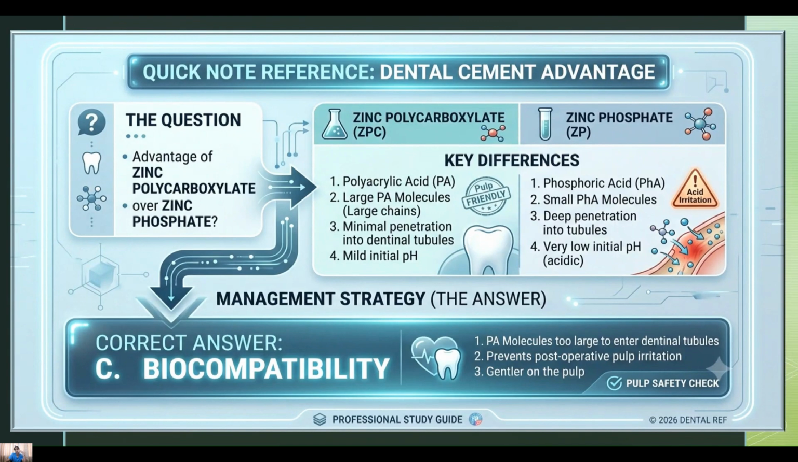In contrast, zinc polycarboxylate uses polyacrylic acid. Because polyacrylic acid molecules are much larger polymer chains, they cannot penetrate dentinal tubules easily. This makes zinc polycarboxylate significantly more biocompatible and much gentler on the dental pulp.